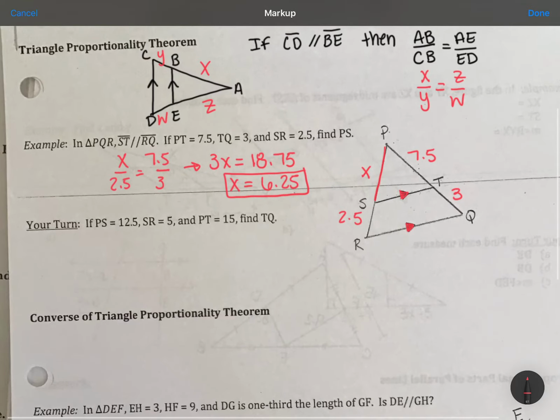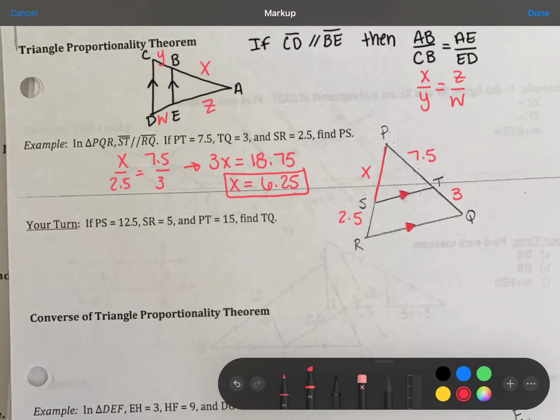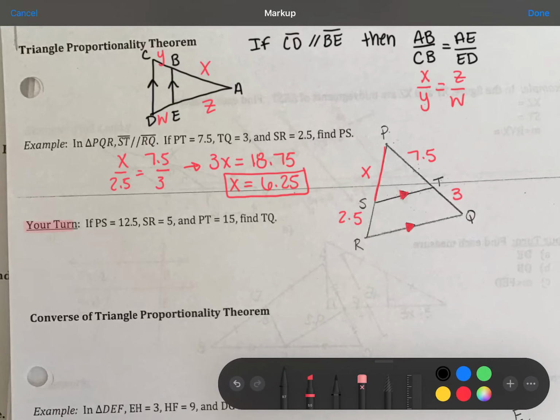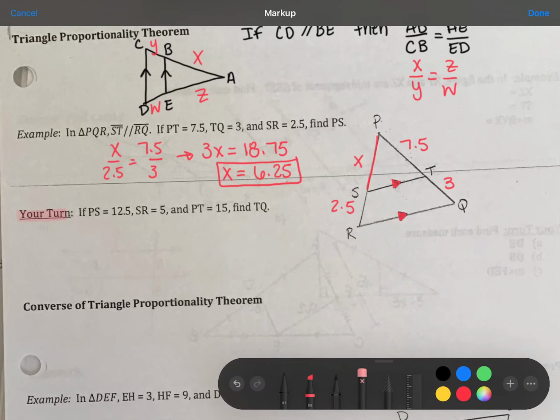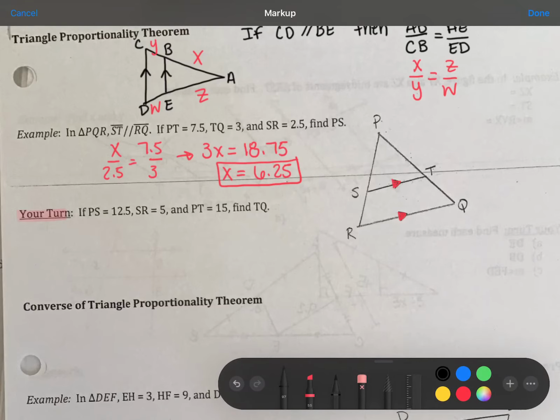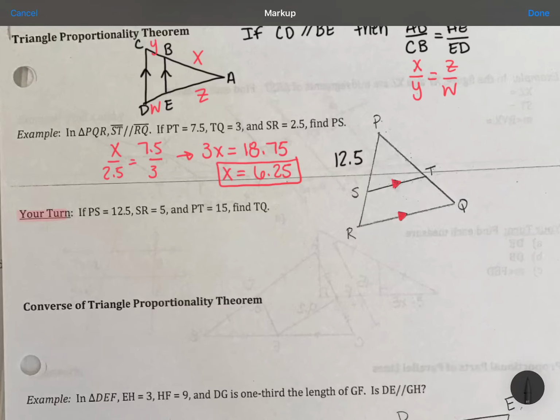All right, so pause the video and try the your turn. And then you can come back and see if you got the correct answer. So I'm going to use this same picture. I'm going to erase the previous information, and I am going to plug in PS is 12.5, SR is 5, PT is 15, and I'm looking for TQ, so I'm just going to call that X.